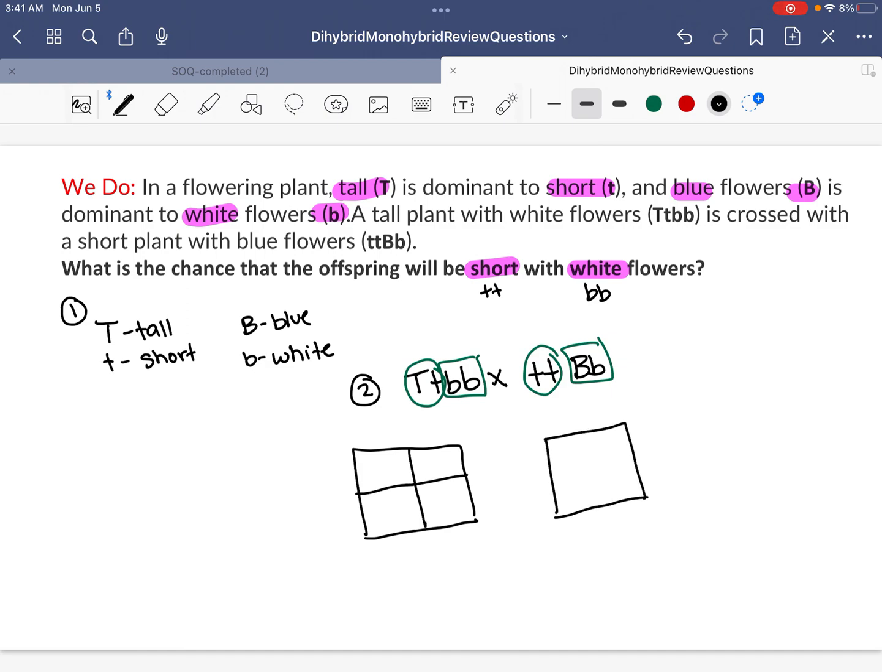Again, I'm looking for short and white. Those are the traits. So out of my first monohybrid, how many are short? Remember, short is homozygous recessive, so they have to have little t. Here you should identify that 2 out of 4. Remember, do not do anything with the fractions because you will multiply them.